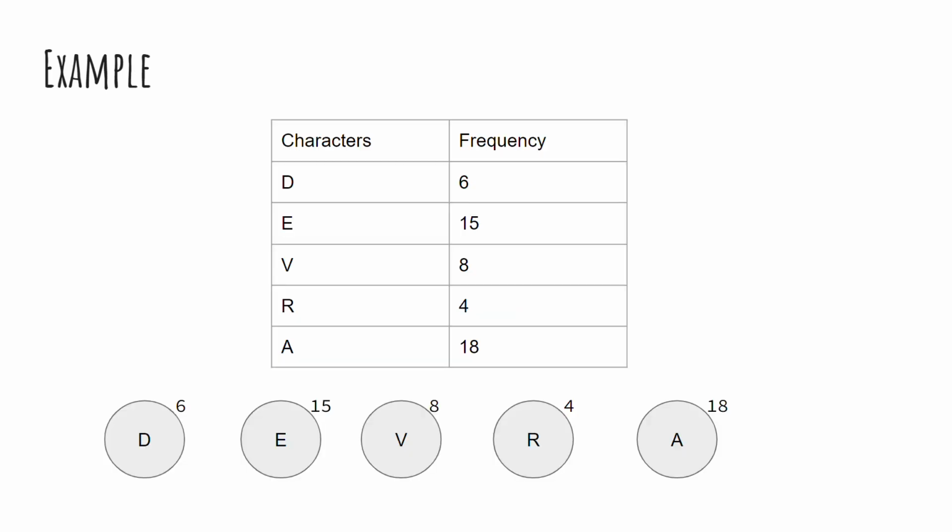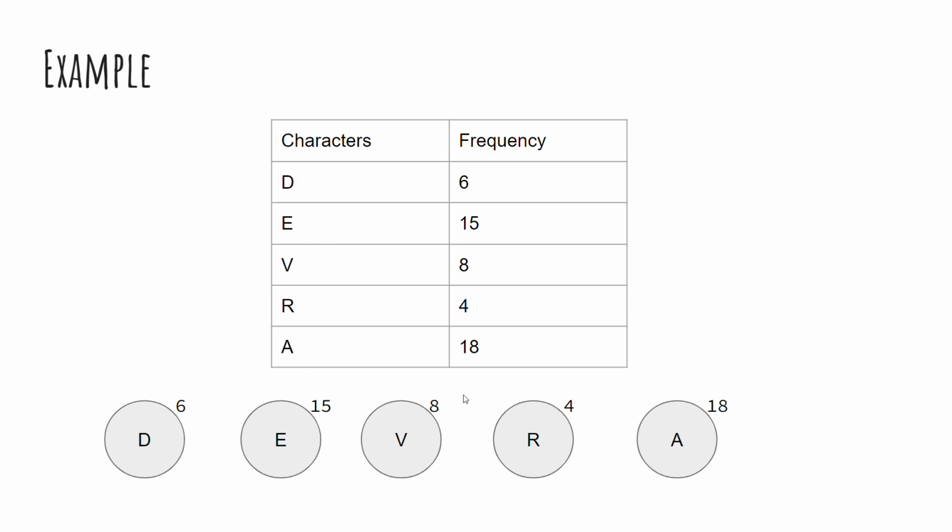Okay, so here's a quick example of Huffman encoding. Let us assume that we have a sentence or a file or a string which consists of 5 characters, which are D, E, V, R, A. These are just randomly picked, and they have random frequencies. For example, in that particular string, the character D has a frequency of 6, and E has a frequency of 15, and so on.